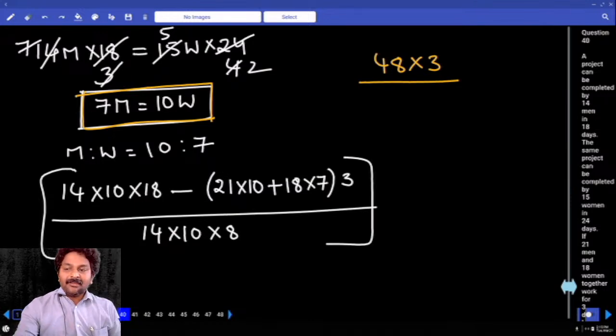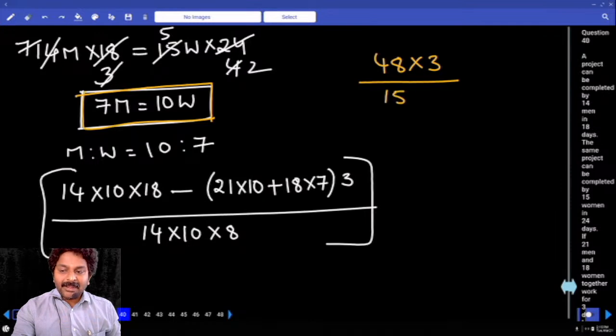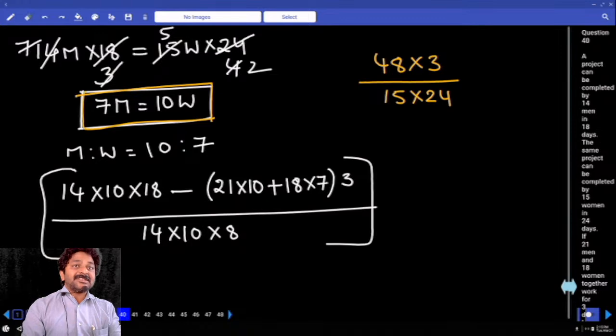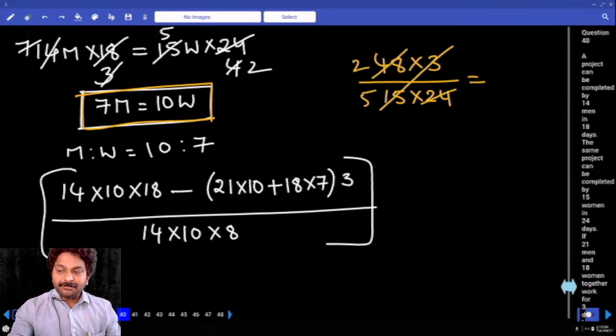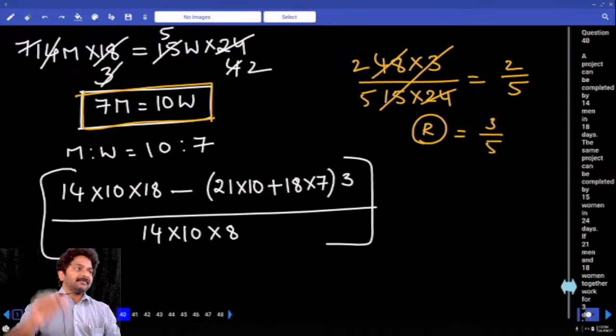According to women, 15 women can complete the work in 24 days. This is the fraction of work which is already done: 3, 5 times; 24, 2 times. That means work done is equal to 2 by 5. But the question is about remaining work. Remaining work is 3 by 5.